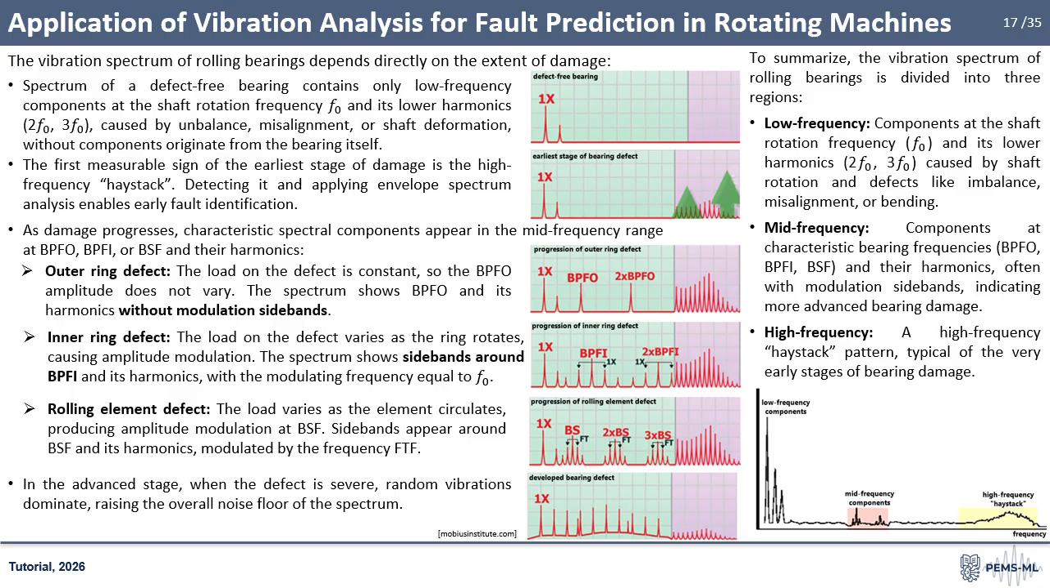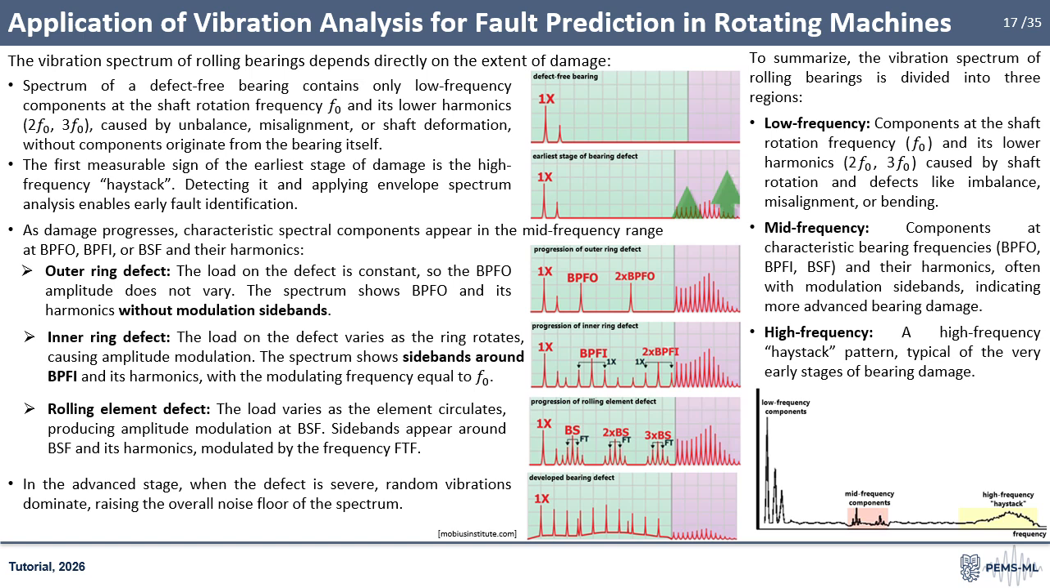As the damage progresses, characteristic bearing frequencies, such as the ball pass frequency of the inner ring, the ball pass frequency of the outer ring, and the ball spin frequency, along with their harmonics, appear in the mid-frequency range. In the advanced stage, severe defects generate predominantly random vibrations, which raise the overall noise level of the spectrum.